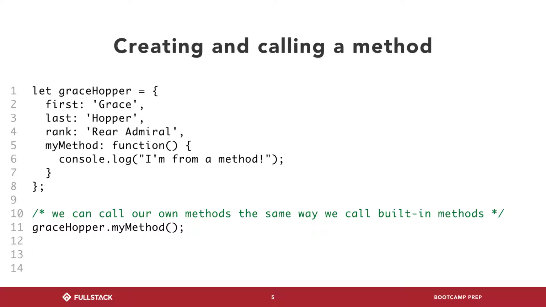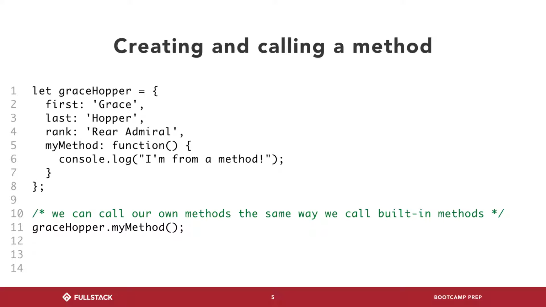Okay, and once we've created a method, how do we access that method? Well, it's pretty clear, right? The function or the method is a value in an object. So we access that method the same way we access any value in the object.